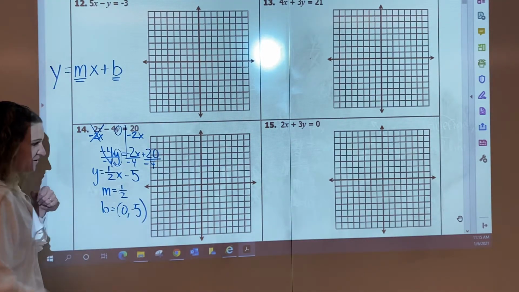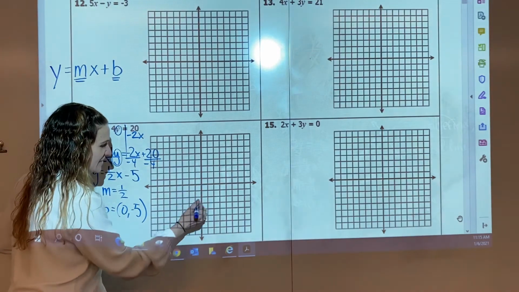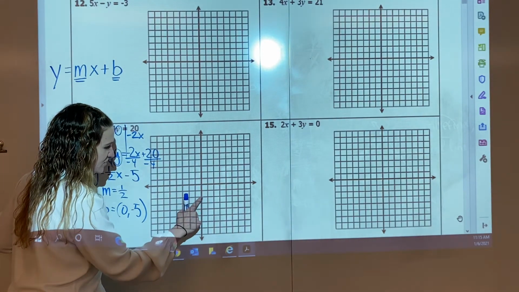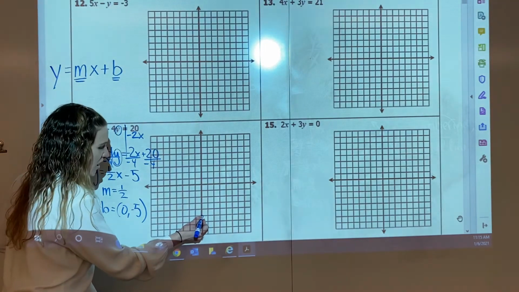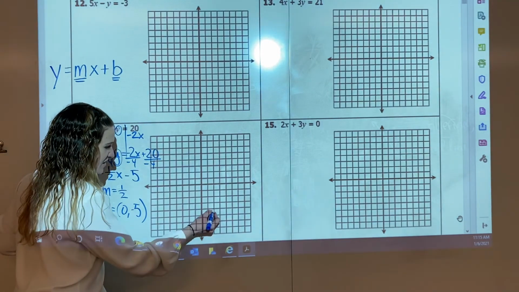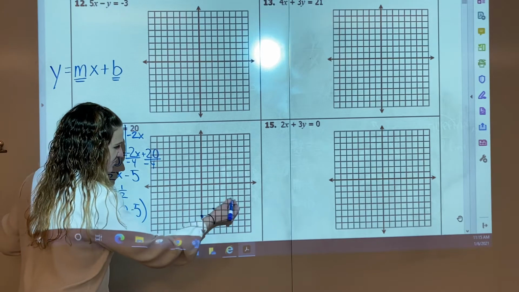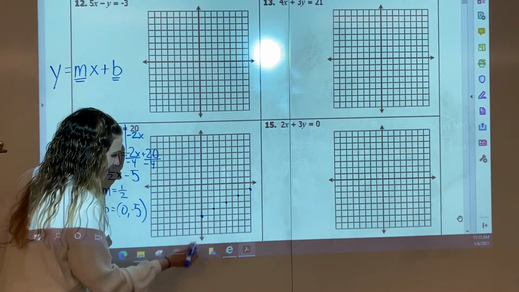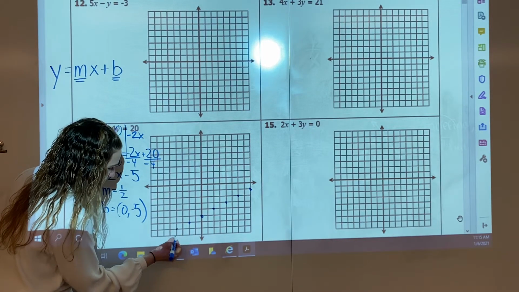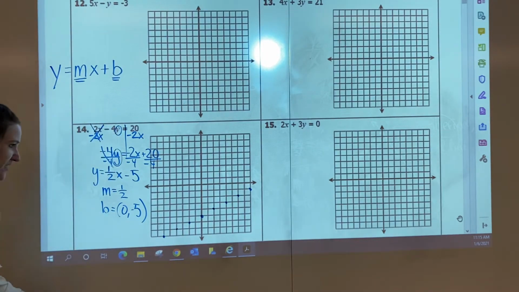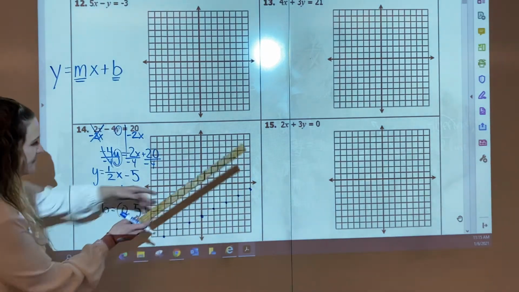Let's start there. So from the origin, I need to go down 5 on the y-axis. 1, 2, 3, 4, 5. Put my point. Then from there, I'm going to go up 1 to the right 2. Up 1 to the right 2. I'll get a couple down here. So I'm going to go down 1 to the left 2, down 1 to the left 2, down 1 to the left 2. Very nice. Get all those points that I can.